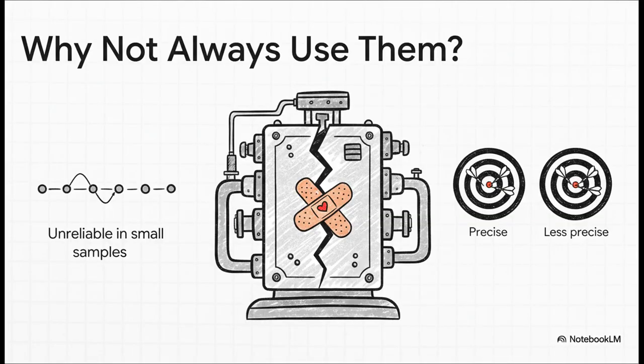So you might be thinking, okay, why don't we just use these robust errors all the time, just in case? Well, they're not quite a silver bullet. For one, they can be a bit unreliable in really small samples. And if your data really is perfect, they're actually less precise than the old school ones. But the most important reason is this. Using robust errors can sometimes be like putting a bandage on a much deeper wound.